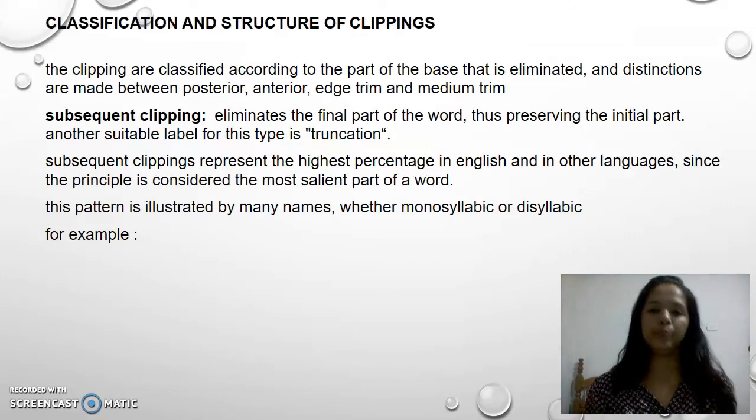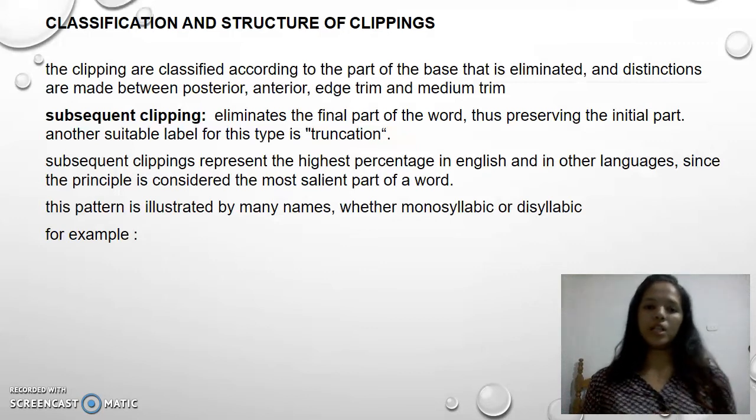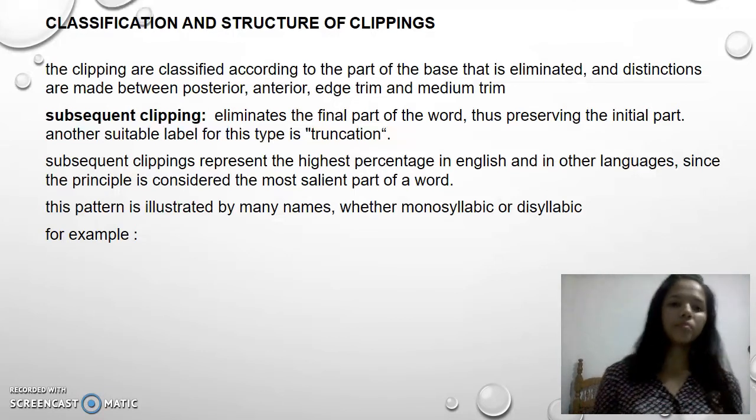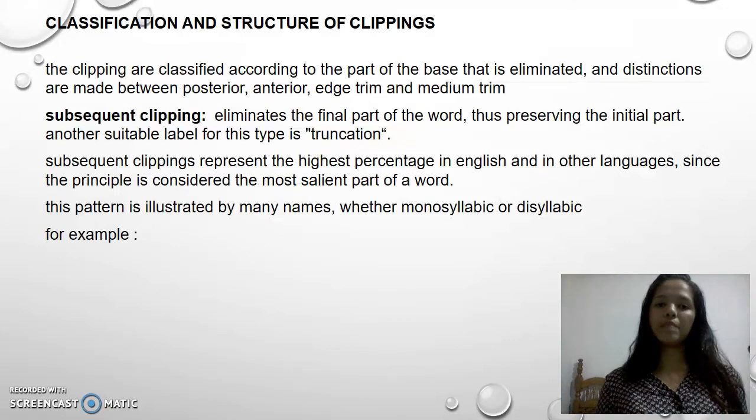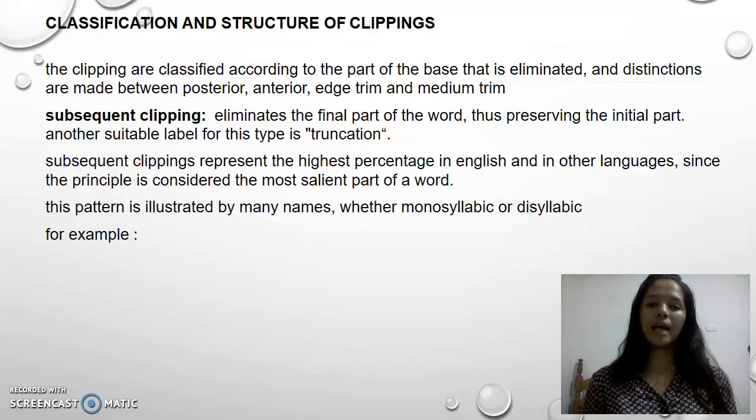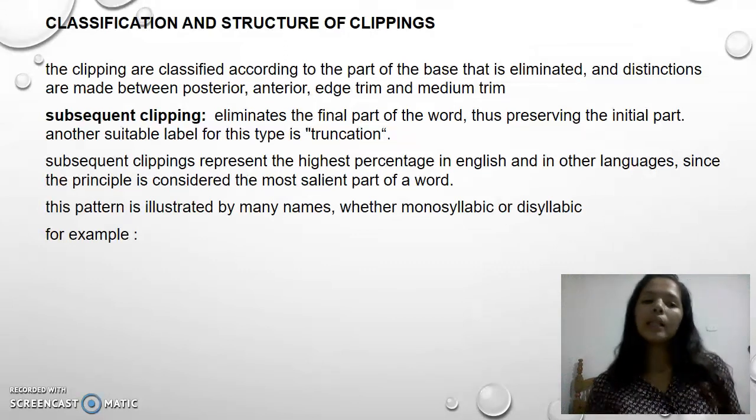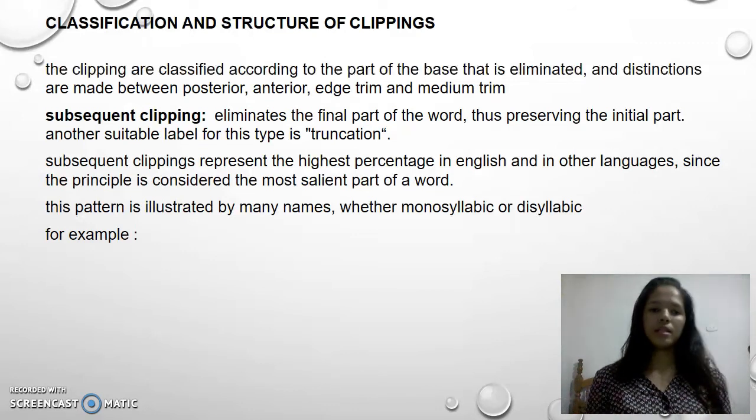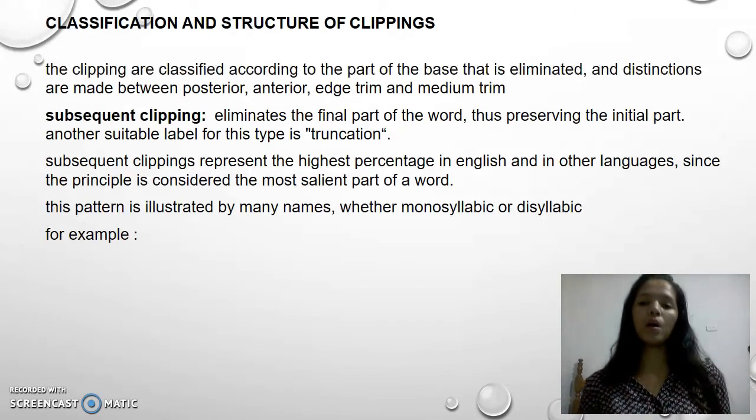Classification and structure of clipping. Clippings are classified according to the part of the base that is eliminated, and distinctions are made within posterior, anterior, and medial clipping. Posterior clipping eliminates the final parts of the word, thus preserving the initial parts. Another suitable label for this type is truncation. Posterior clipping represents the highest percentage in English and in other languages. Since the beginning is considered the most salient part of a word, the pattern is illustrated by many names, whether monosyllabic or polysyllabic.